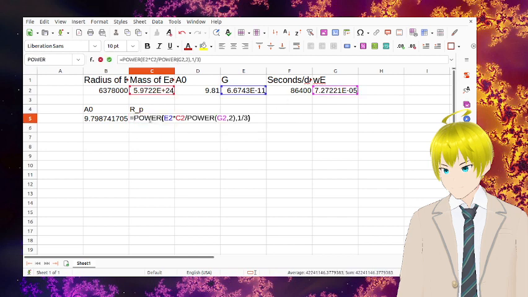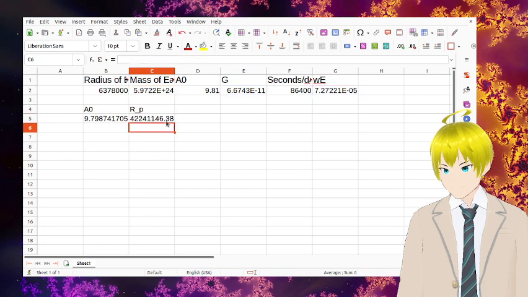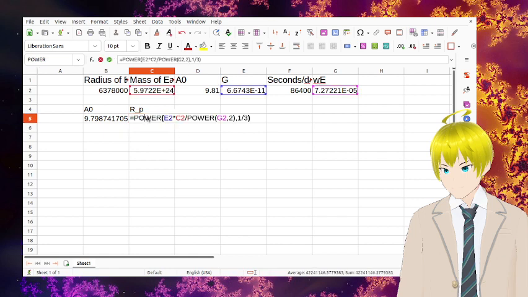Is this the right answer? Well, that's 42 million kilometers. That doesn't sound right. I thought it was 26,000 miles. So clearly something went wrong here. Clearly.